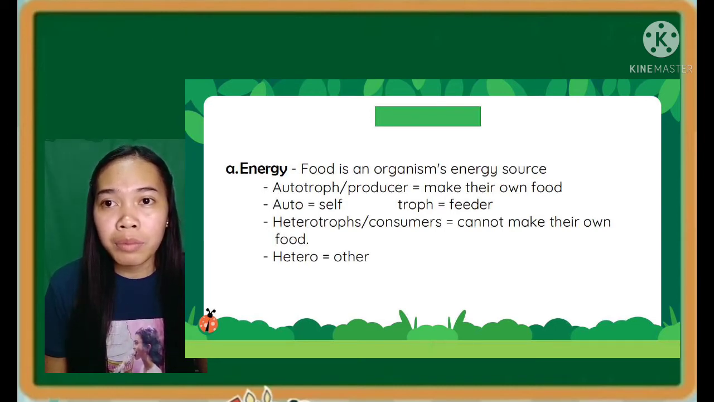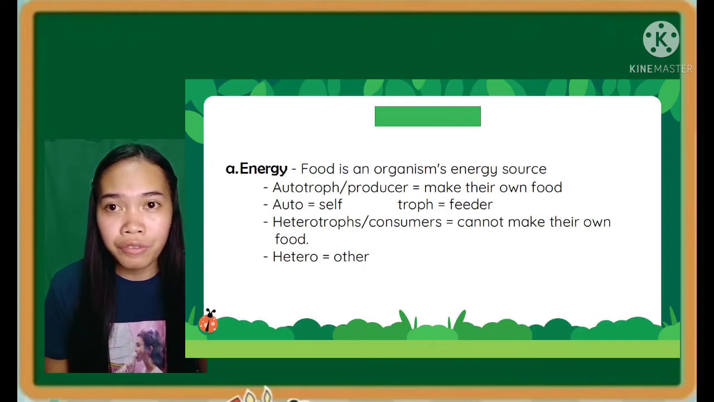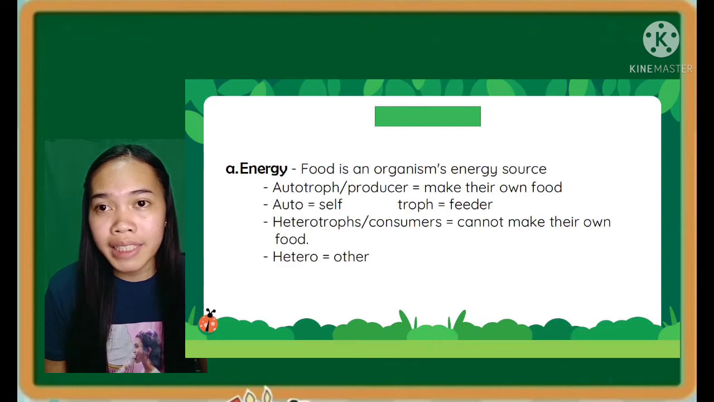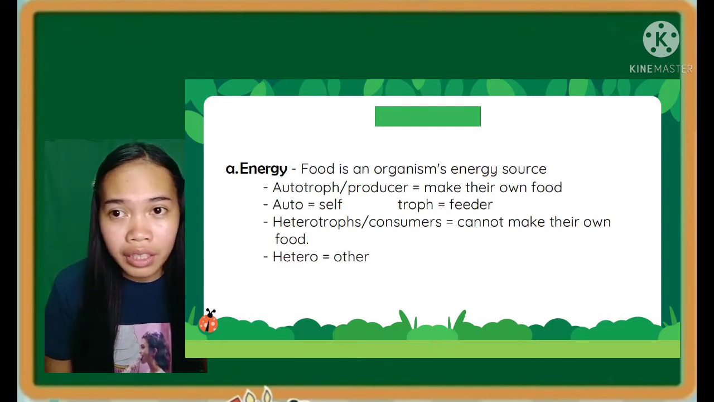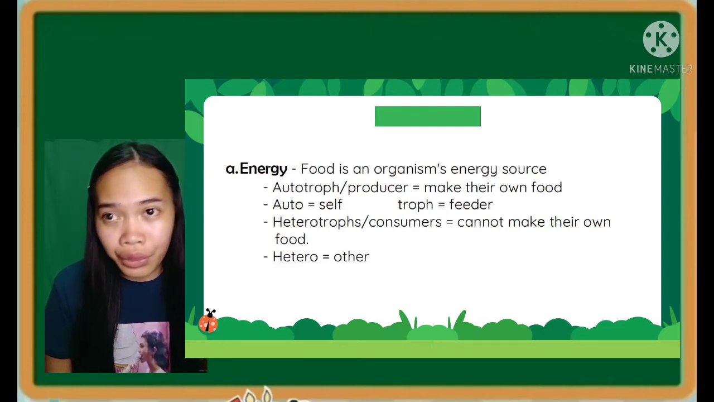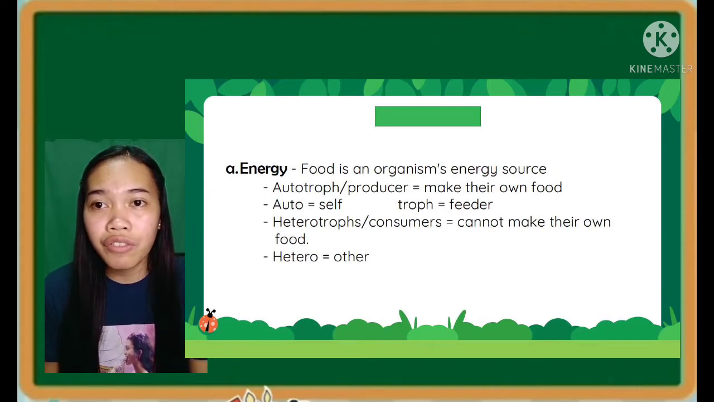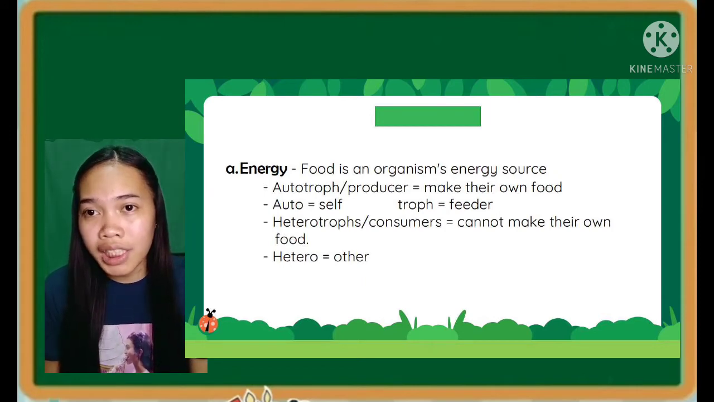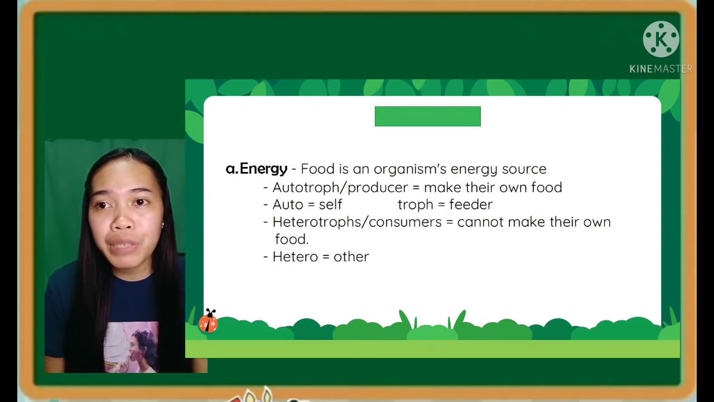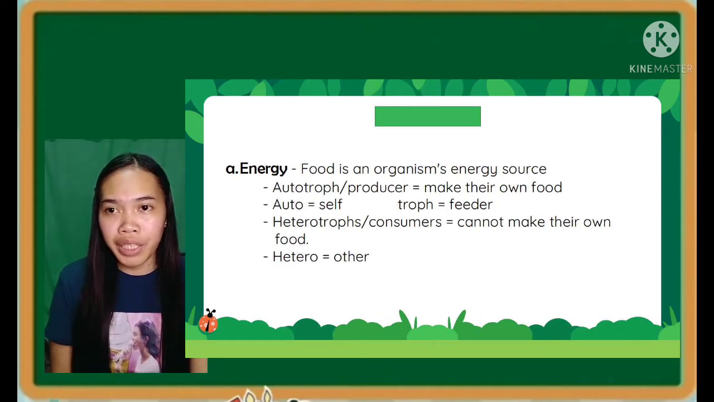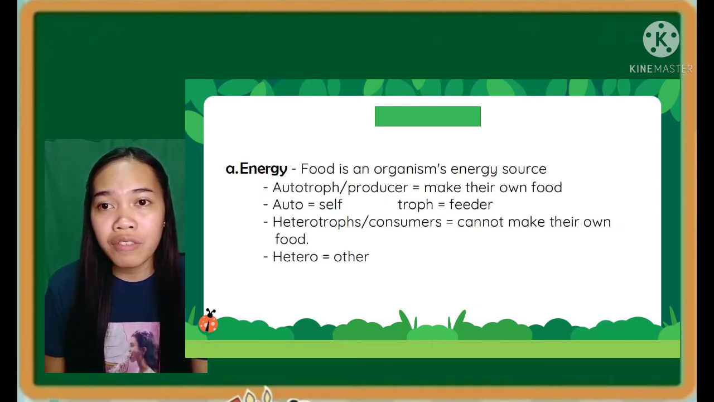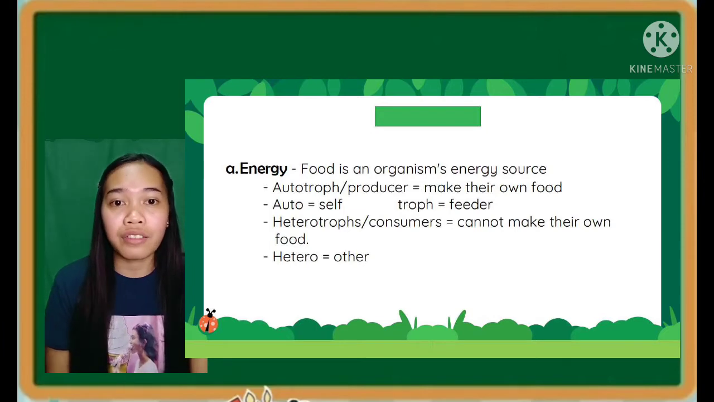Autotroph or producer means it makes its own food. Auto is equal to self and troph is equal to feeder. Heterotrophs or consumers cannot make their own food. Hetero means other. Living things need energy for function. Energy is needed to grow, reproduce, move, and to work. Think of what will happen if we stayed for 3 days without food.